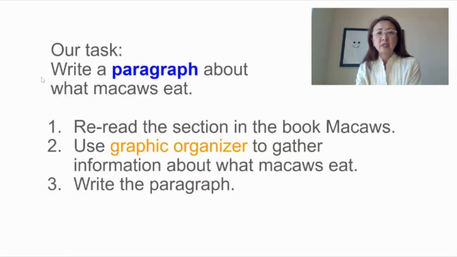Our task is to write a paragraph about what macaws eat. First, we need to go back and reread the section in the book Macaws. Secondly, we will use a graphic organizer to gather information about this topic, which is what macaws eat. Then we will write our paragraph. Using your materials, follow along with me as we try our task of writing a paragraph together.